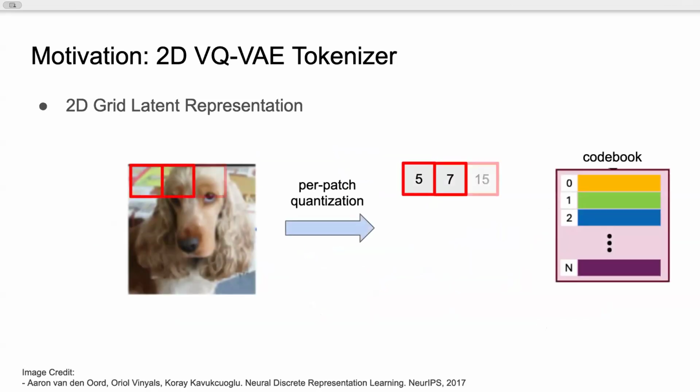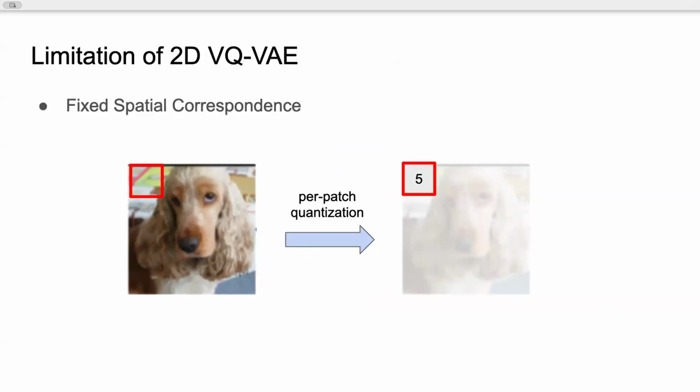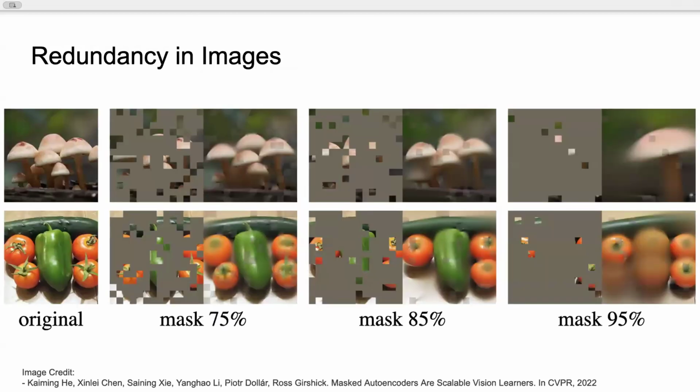So if we zoom in, the model is trying to perform per patch quantization. For each patch, we will find its nearest neighbors in the codebook. Okay, so far so good. In this setup, each token maintains a strong spatial relationship with the patches. Let's take this top left token, for example. It corresponds directly to the top left image patch. So there's a strong spatial relationship. This 2D grid structure, therefore, fails to exploit the image redundancy.